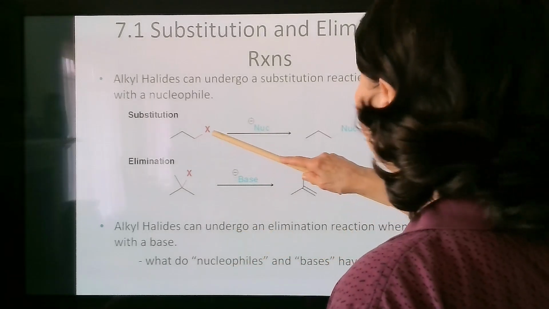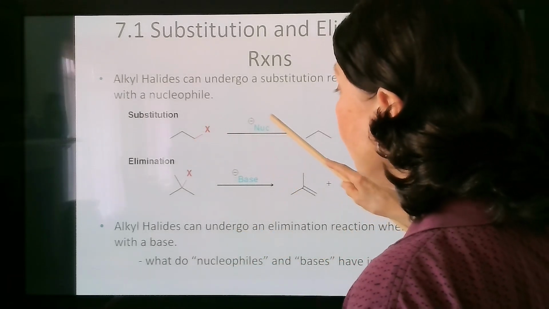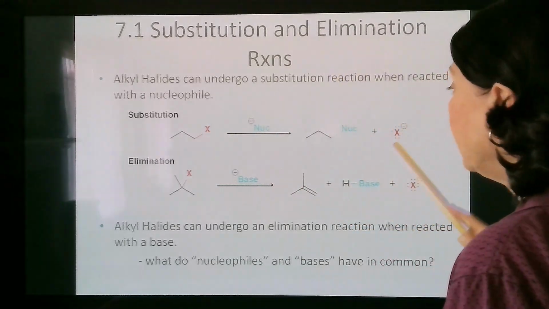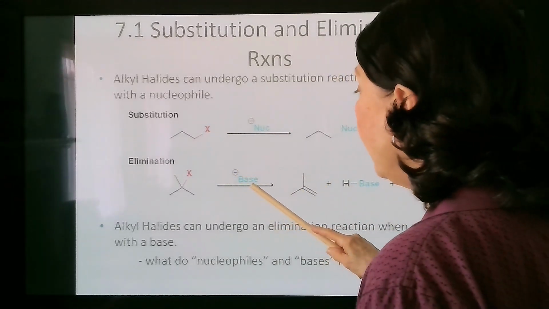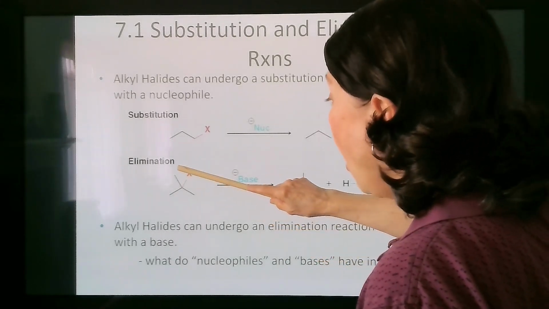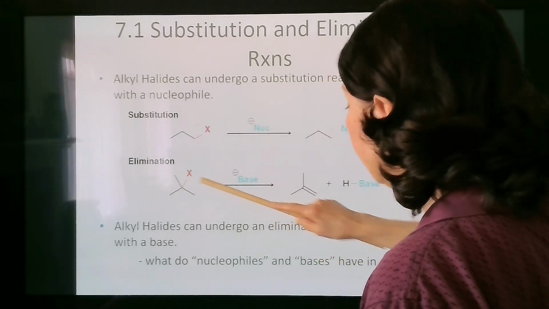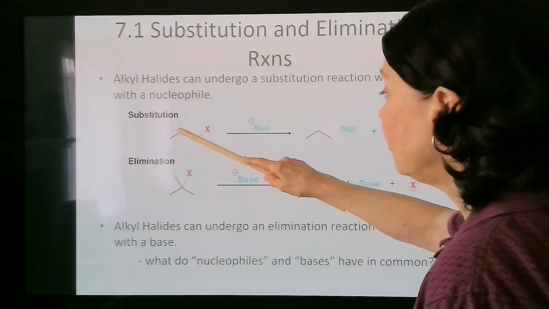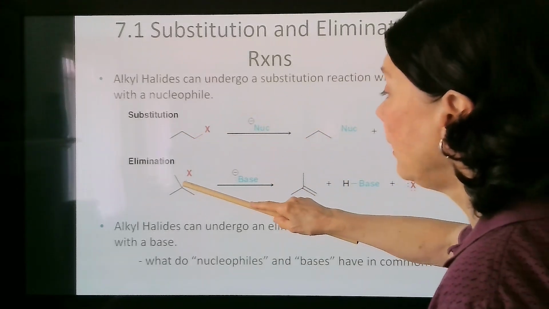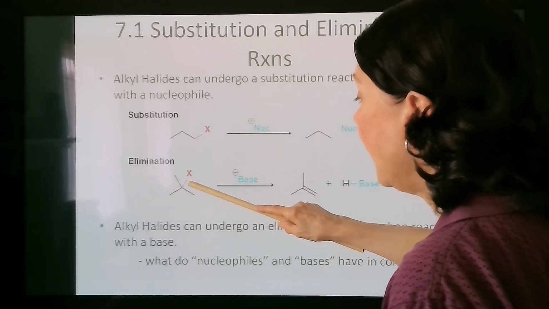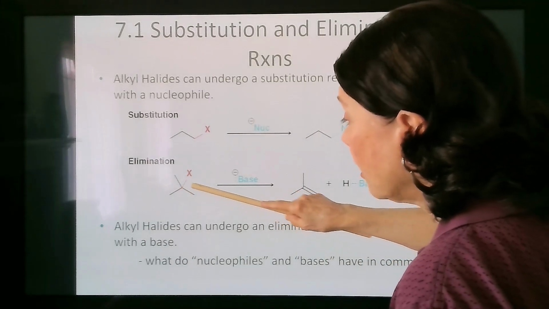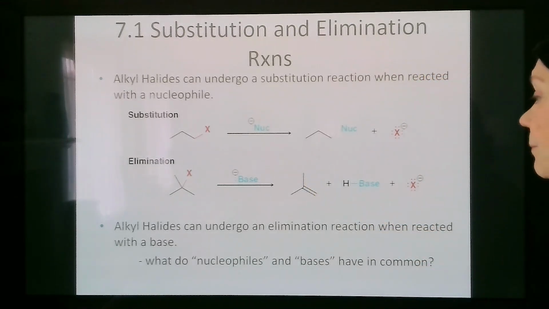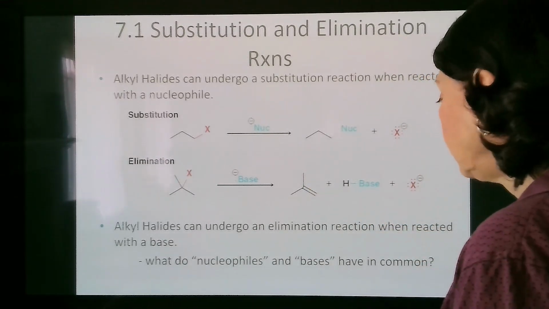So here you see that what is happening is you're getting a nucleophile substituted for the halogen here. And here you're getting loss of HX and a double bond is being formed. So this is the substitution, and here you're eliminating HX across the carbon-carbon bond, and you're having a double bond formed.